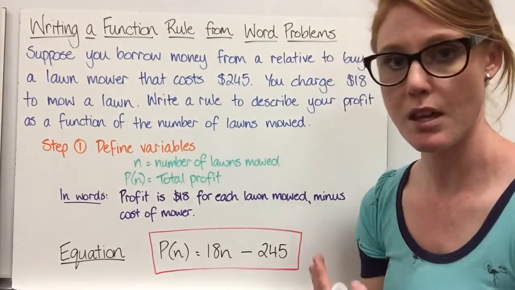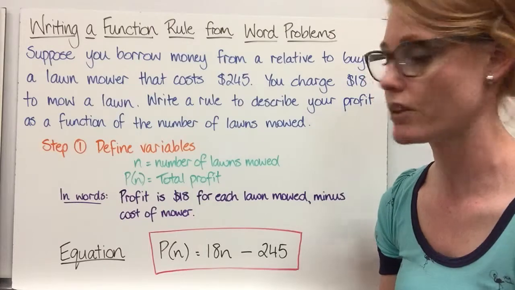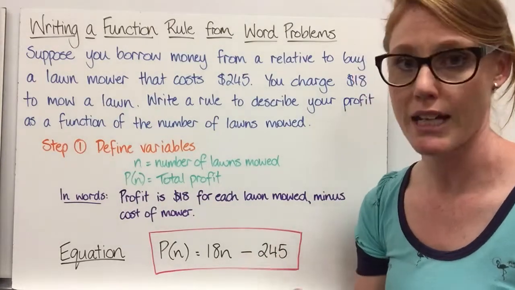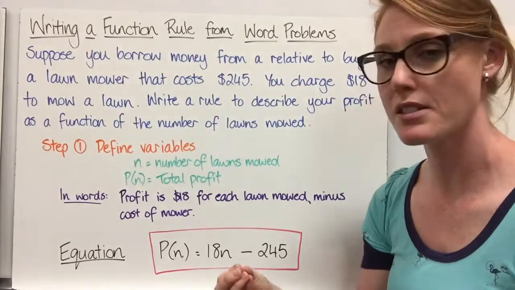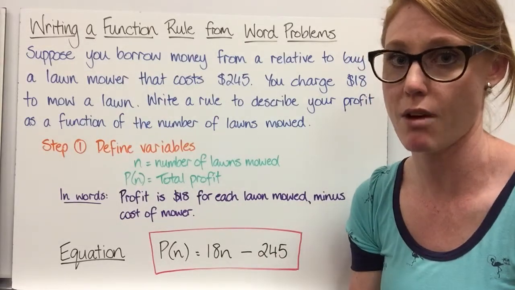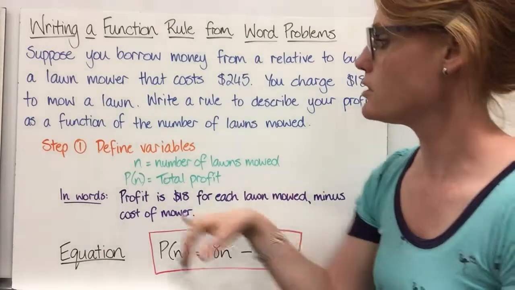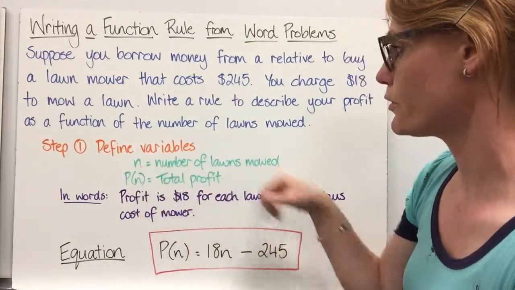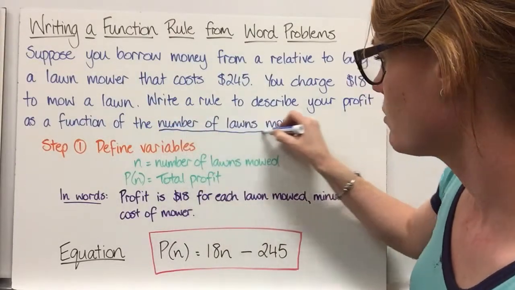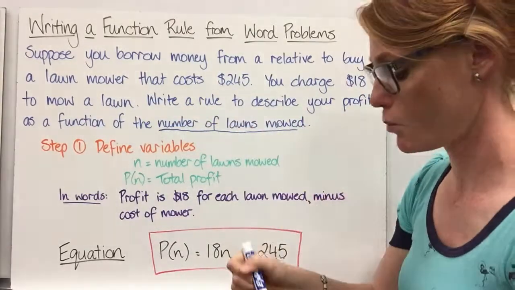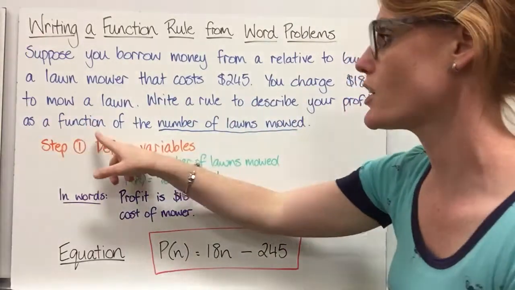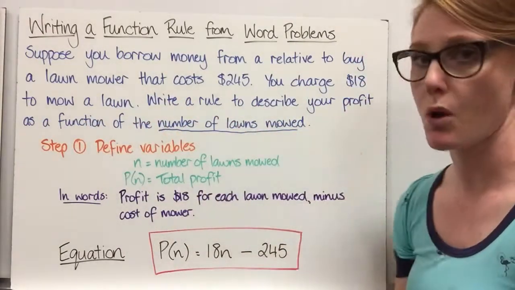So the first thing that we need to do when we're writing a function rule, especially if we're working with a word problem, is we need to define our variables. And we don't just need to come up with a letter for them, but we need to define what they stand for, what they represent. So I'm going to use n to represent the number of lawns mowed, and I know that that's something that I need because my word problem asked me to write a rule to describe your profit as a function of the number of lawns mowed.